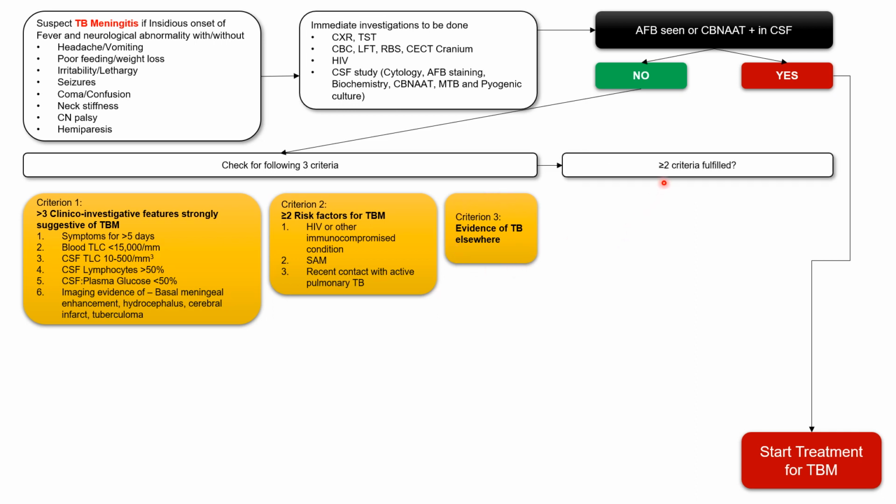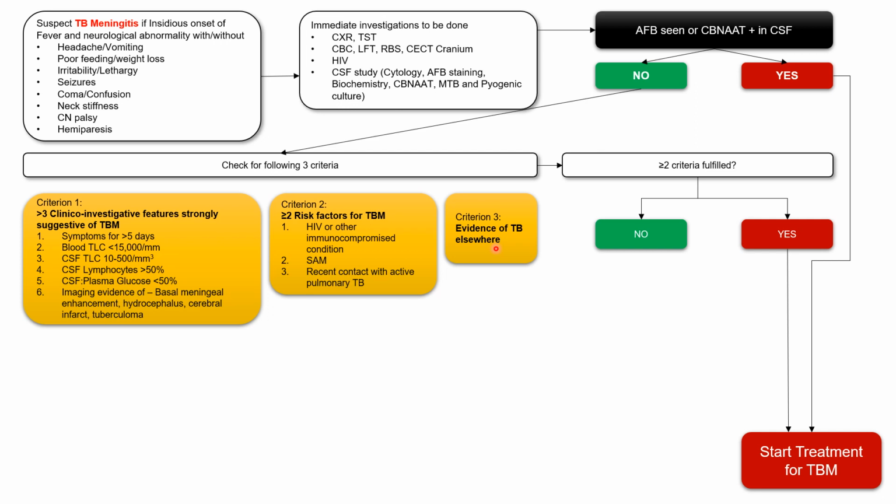If greater than or equal to 2 criteria are fulfilled, that means among criteria 1, 2 and 3 any 2 criteria are fulfilled, then we have to think, if yes, start treatment for TBM. That means if any 2 of these 3 criteria are positive, then our diagnosis of tubercular meningitis is confirmed and we have to start treatment for tubercular meningitis right away.